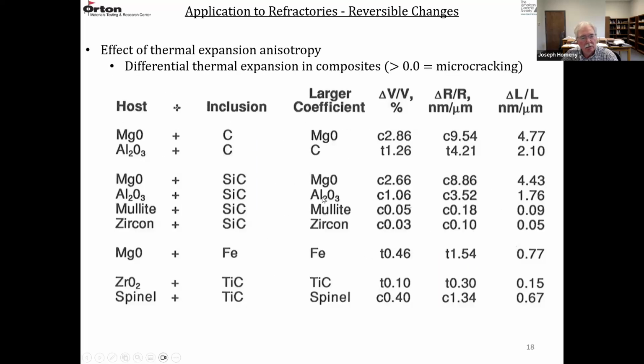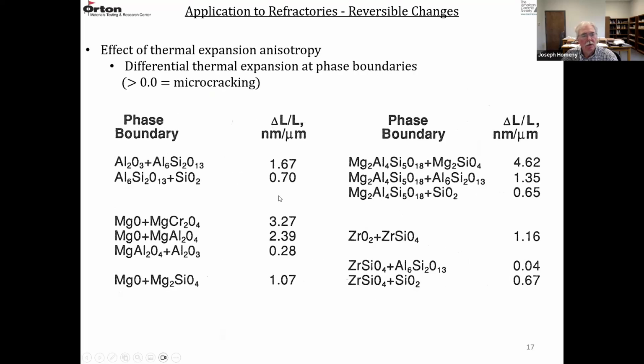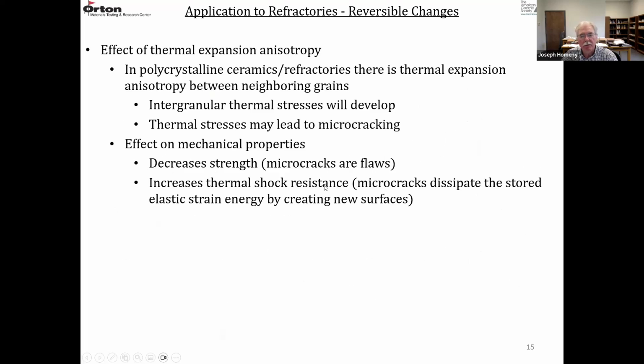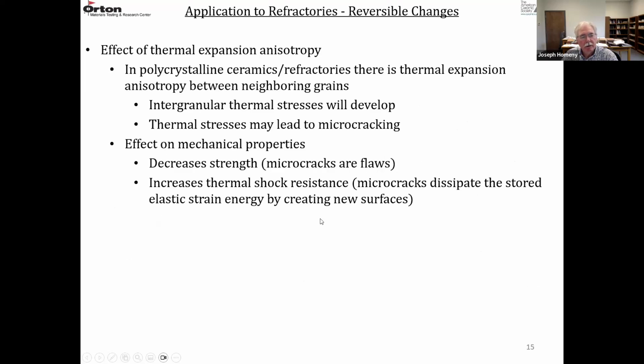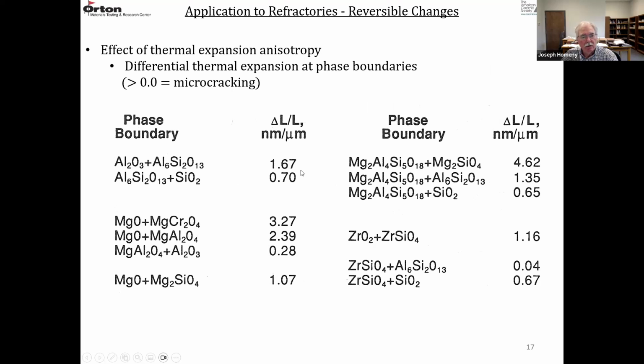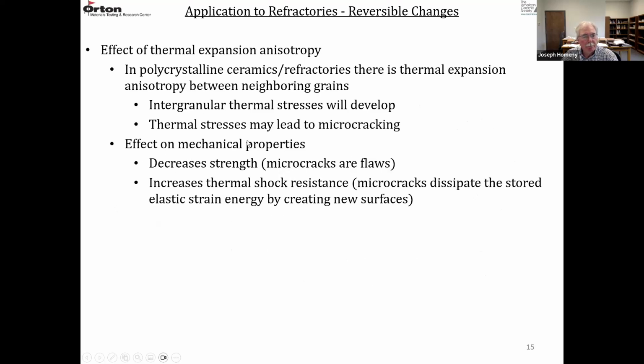Somehow the slide was missed here. I don't know what happened. Slide 16. Slide 16 was single crystals. You have it in your notes.